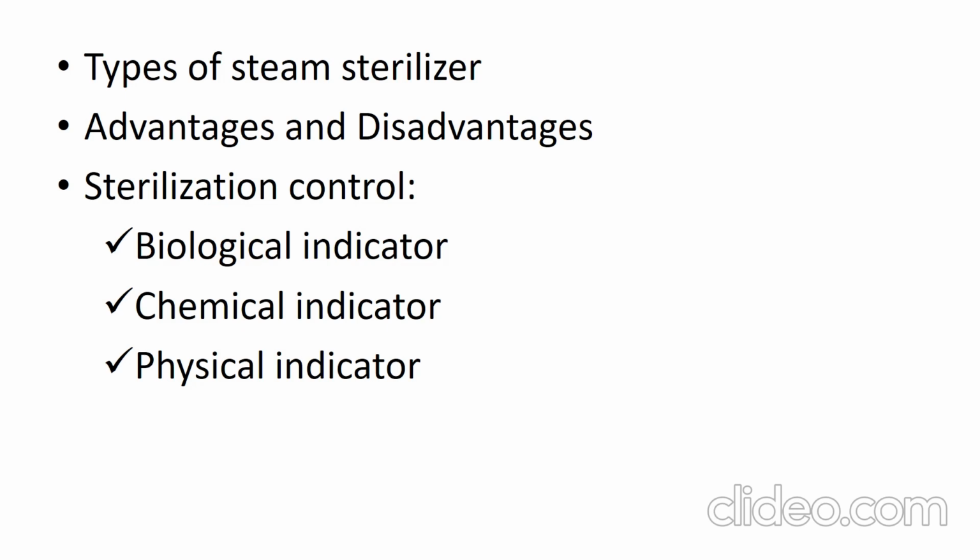So for any kind of sterilizers, the sterilants, we use three types of indicators, whether it works properly or not: the biological indicator, the chemical indicator, and the physical indicator.